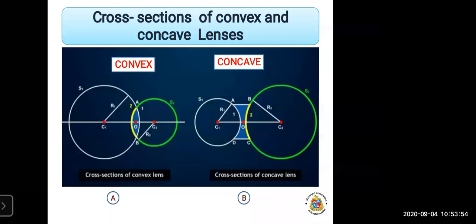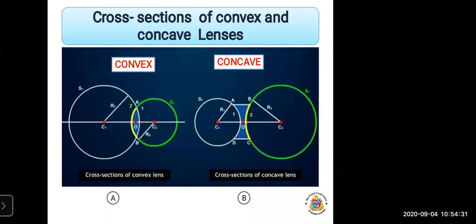Diagram B. Here also, the surface of the lens is formed by the part of the sphere. So S1 and S2 both are spheres, right? And the surface of the lens, that is the concave lens, is formed by the part of the sphere. So it is indicated by 1 and 2. Okay, so 1 and 2 are showing the convex lens and the concave lens.